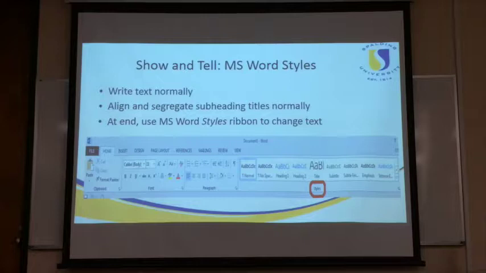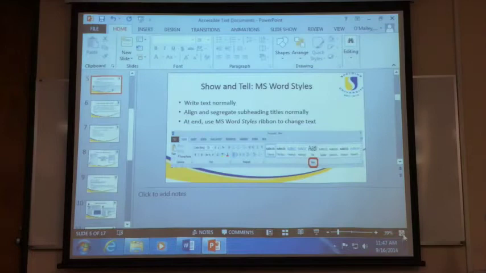Again, just to recap, the best way to start your Word document is to do it as you normally would: go ahead and type your text normally. If you do have subtitles or subheadings, put those in as you normally would. But before you actually save your document, use the Word Styles ribbon to change your text as well as your titles or headings in your document. What Bob's going to do now is go into a Word document and show you where that Styles ribbon is.